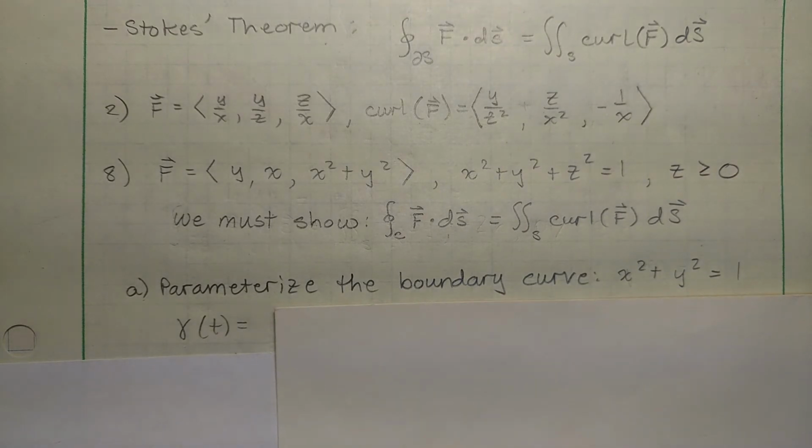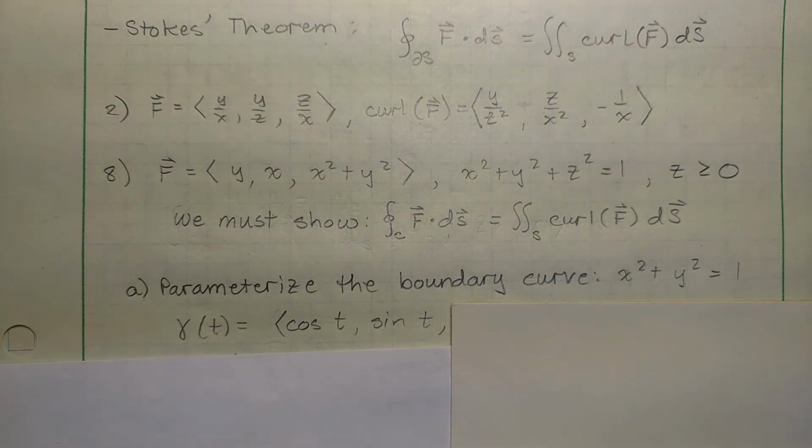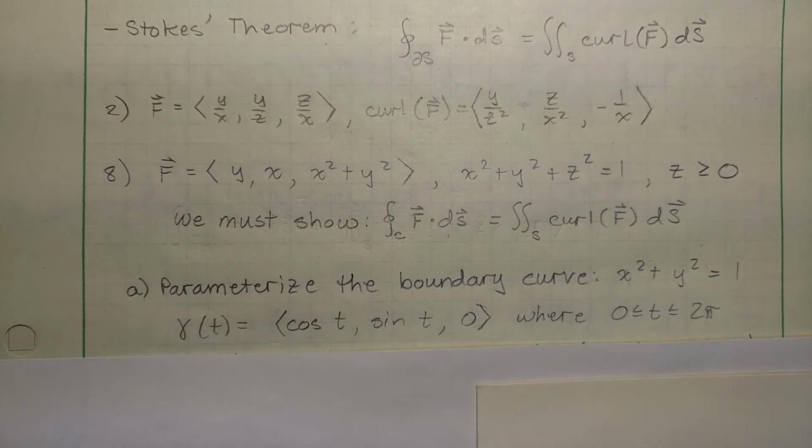So parameterizing this, we know our x component is going to be the cosine of t. Remember, we could say 1 cosine t, but it's cosine t. The y component is going to be the sine of t, and our z component is 0. And that's where we know t ranges from 0 to 2 pi. That would give us our complete curve. So now we're going to go ahead and calculate this integral here.